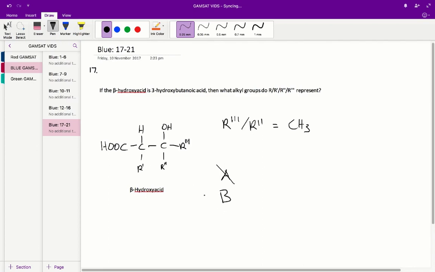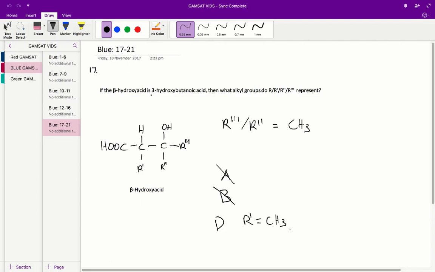B can also be ruled out for the same reasons, because again R double dash and R triple dash are hydrogen groups and not CH3 groups. So that leaves us with C and D. We can rule out D because in D, we have listed R dash as equaling CH3. If we have a quick look at our template, if R dash was a CH3, that's essentially a methyl group that we're adding on to this backbone.